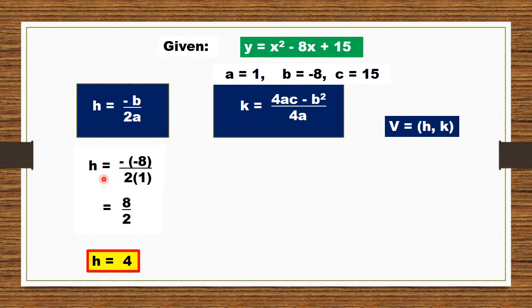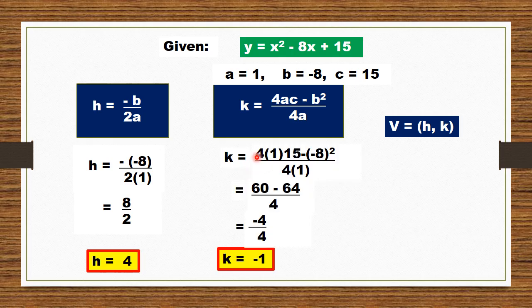So we have h equals negative times negative 8 over 2 times 1. So negative times negative 8 is positive 8. 2 times 1 is 2. 8 over 2, h equals positive 4. And then here, the value of a is 1, c is 15, b is negative 8. Let's plug in.